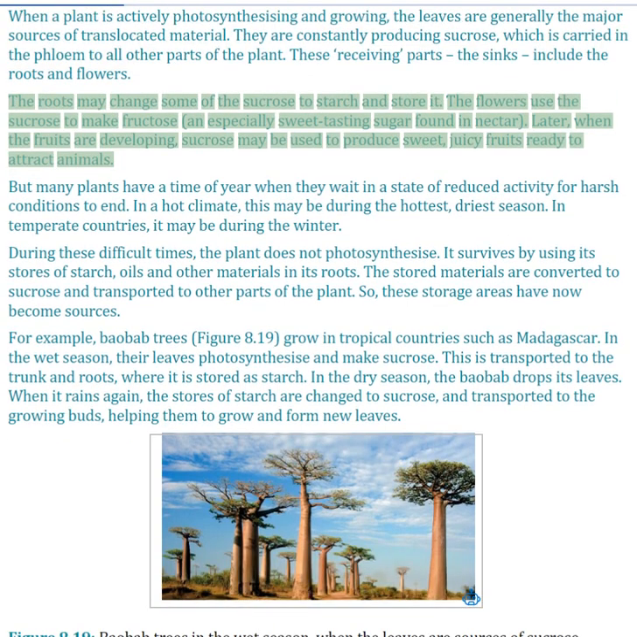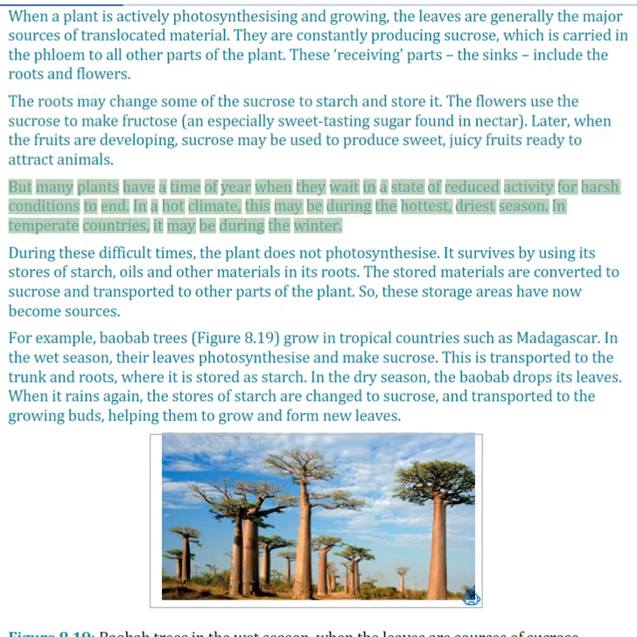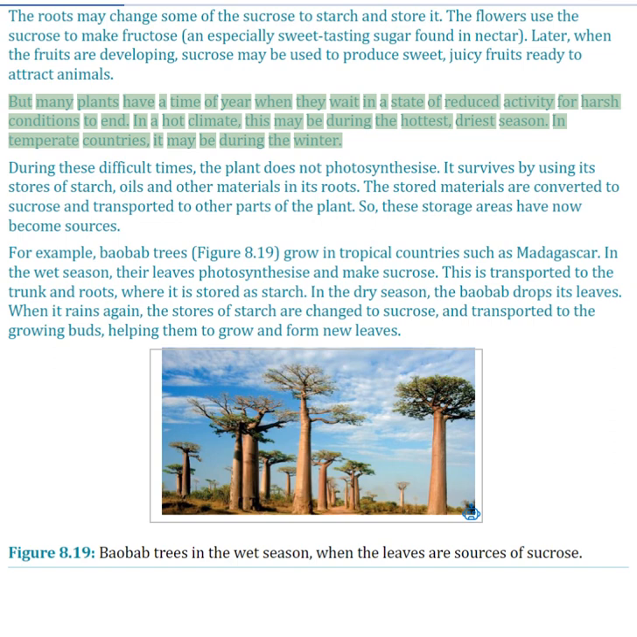The roots may change some of the sucrose to starch and store it. The flowers use the sucrose to make fructose. Later, when the fruits are developing, sucrose may be used to produce sweet, juicy fruits ready to attract animals. But many plants have a time of year when they wait in a state of reduced activity for harsh conditions to end. In a hot climate, this may be during the hottest, driest season. In temperate countries, it may be during the winter.